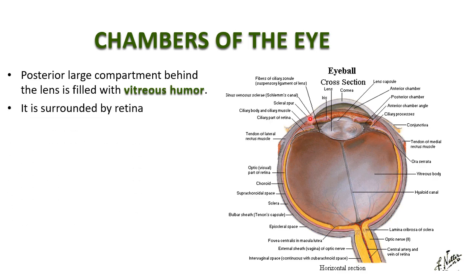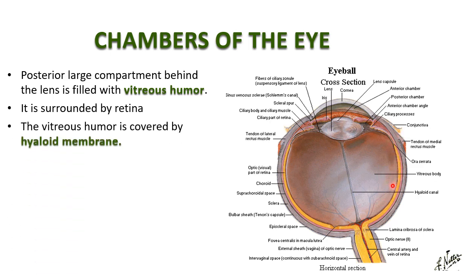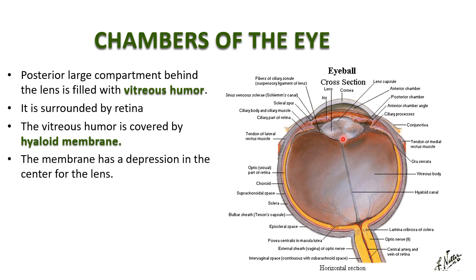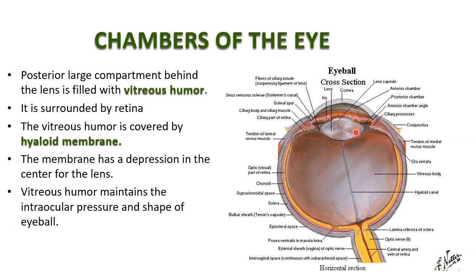So the posterior compartment is actually filled with vitreous humor. Okay, and it is surrounded by the retina, and you have a membrane separating the vitreous humor from the retina, which is called the hyaloid membrane. That membrane shows a depression anteriorly called the hyaloid fossa to accommodate the lens. Okay, so a depression in the center for the lens. The vitreous humor maintains the shape of the eyeball, and it is traversed by the hyaloid canal. Developmentally it has the artery, that is the hyaloid artery.